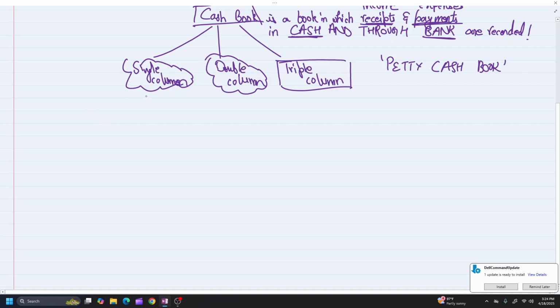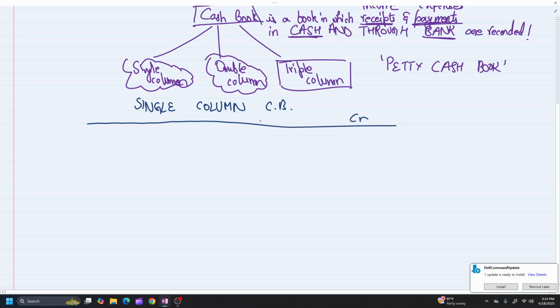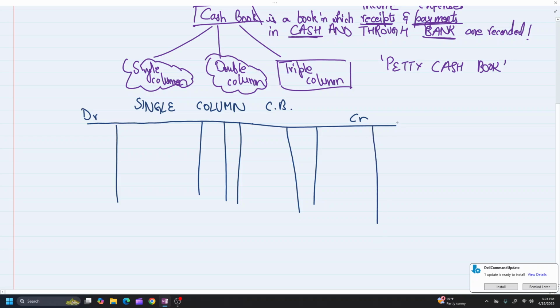So, single column cash book. Straight line, a credit side and a debit side. Don't go by whether the lines are straight or not. I'm really not good at drawing straight lines, but don't worry, I will clear the concepts as well.